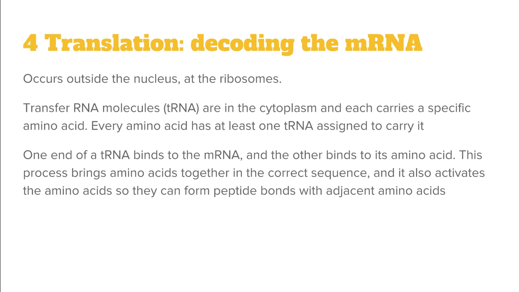On one end of that tRNA molecule, the mRNA molecule binds to it, and the other end binds to its amino acid. So during this translation process, all the amino acids are brought together in the correct sequence by those tRNA molecules that are following the mRNA code. And this activates the amino acids so that they can form peptide bonds with the adjacent amino acids, thereby producing a polypeptide.